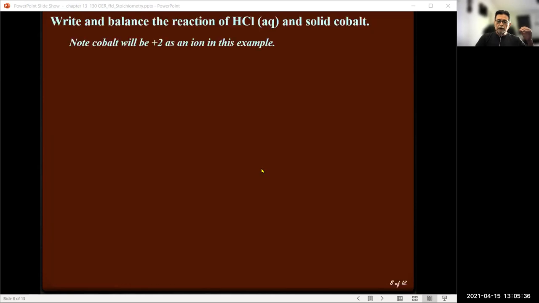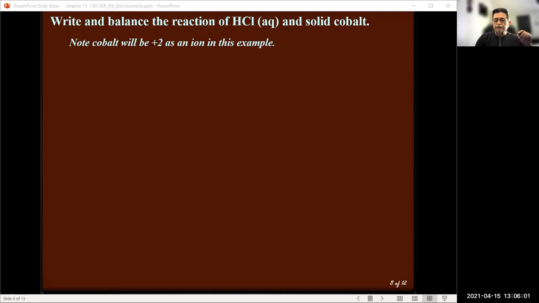Okay. So in this question here, they ask you to write and balance the reaction of hydrochloric acid, aqueous, with solid cobalt. Okay. So the first thing I need to do is to write the equation. So let us begin with that.